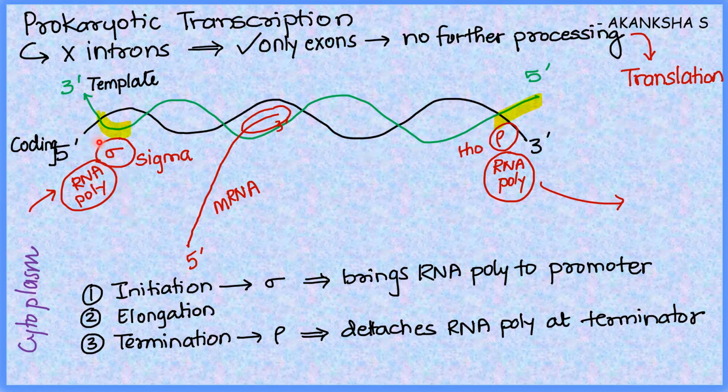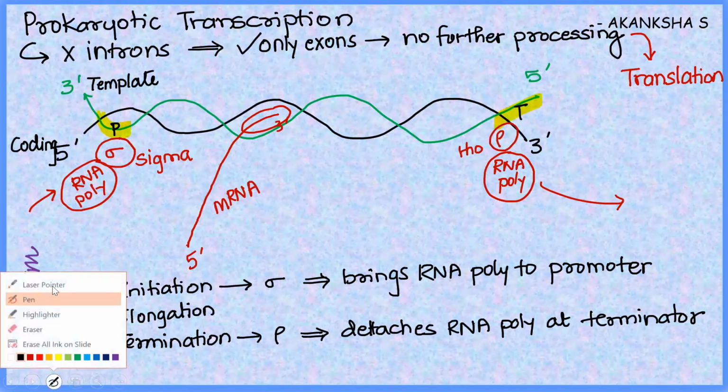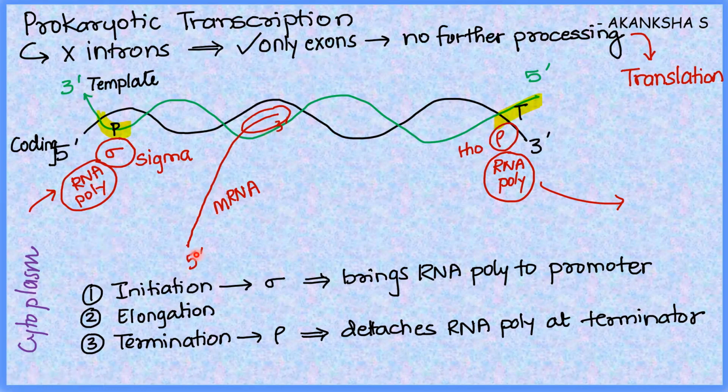So first, at the 3' end of the template or 5' end of the coding, a recognition factor called sigma brings in the RNA polymerase to promoter. And then the process of transcription will start where DNA would be converted to RNA. It would be copied into RNA, and RNA polymerase would be one by one leaving the nucleotides out.